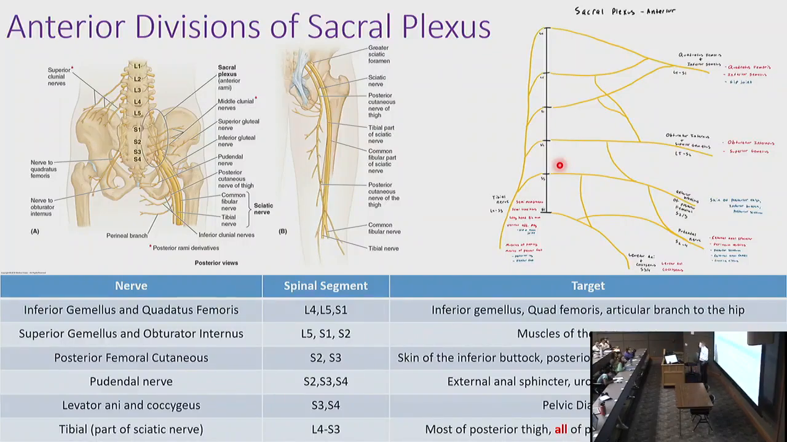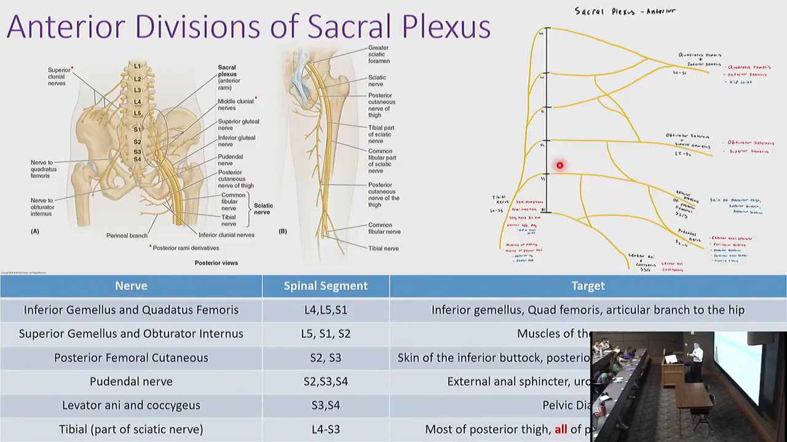The posterior femoral cutaneous, you're going to have spinal segments contributing to the posterior femoral cutaneous from both the anterior and the posterior division. Off the top of my head, I think it's the only nerve that has that action. So you're going to get a total S1 through 3, but from the anterior division, you're only getting S2 and 3. Then we have our pudendal nerve.